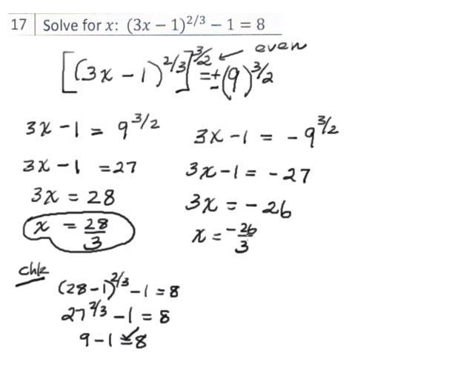Okay, let's check minus 26 over 3 into the original equation. Okay, 3 times minus 26 over 3, that would be minus 26. So we have minus 26 minus 1 to the 2/3 minus 1 equal to 8. That's minus 27 to the 2/3.